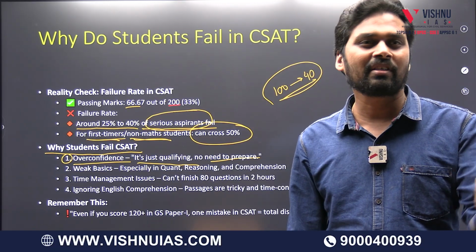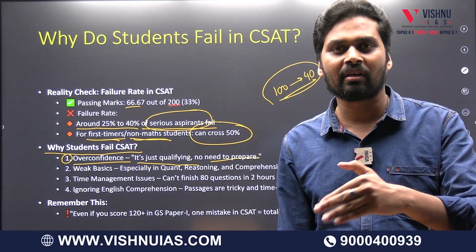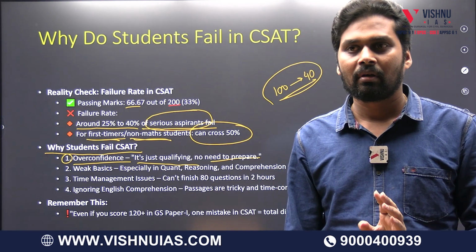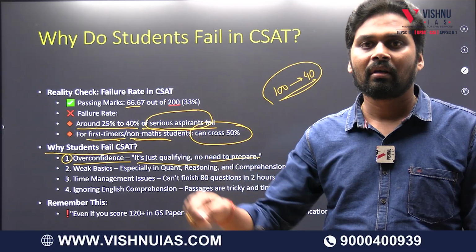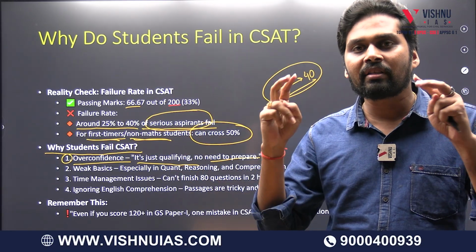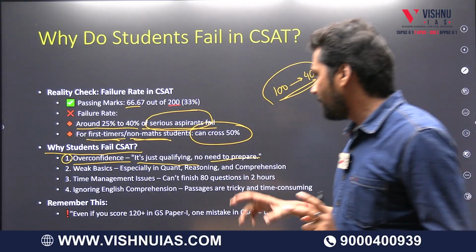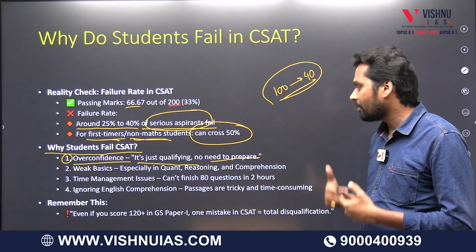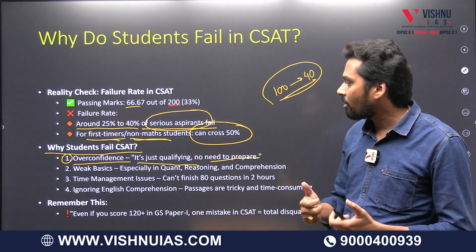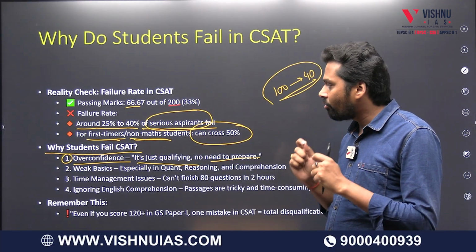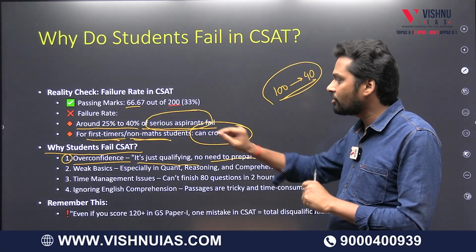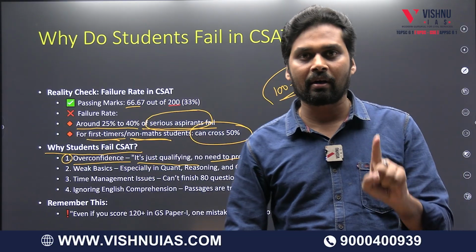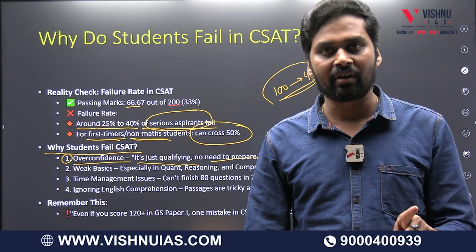It's a qualifying paper. Generally we have aptitude and logical reasoning, comprehension in the paper. So we can randomly tick some questions and we'll easily qualify in this. The student's mindset is like that. Just because you are thinking in this way that it's just a qualifying paper, no need to prepare, your overconfidence kills and your overconfidence makes the students fail in CSAT. Okay, so that's why the first major important point is don't be overconfident.